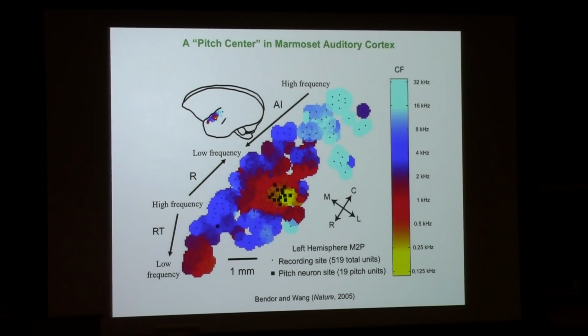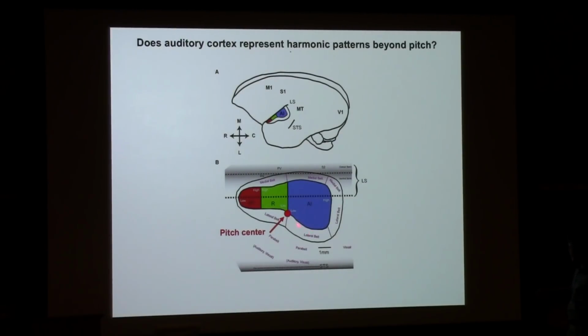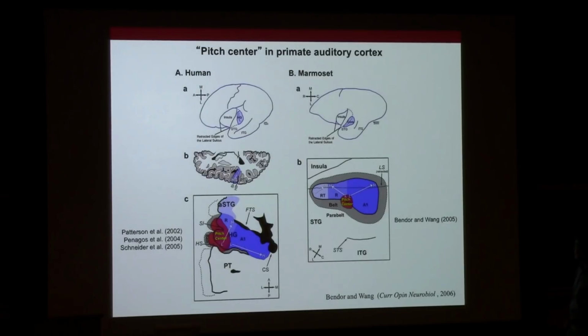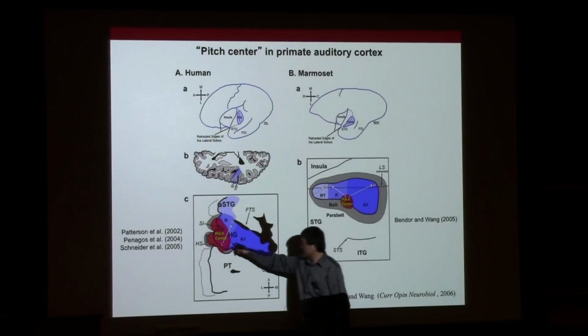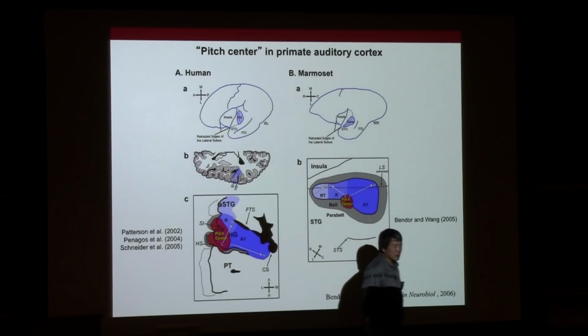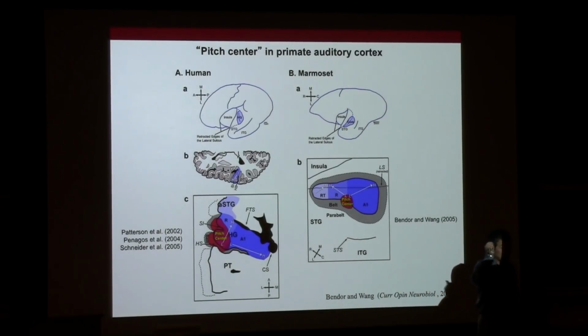Remember, auditory cortex, we said last week, is organized by frequency, from high frequency to low frequency. They're here. Now, we know from a number of studies by others that in humans, all of us, we have a part of our brain we call the pitch center. In the low frequency corner of our brain, we have neurons that extract pitch generated by our voice. And that center was also found in marmoset monkeys.